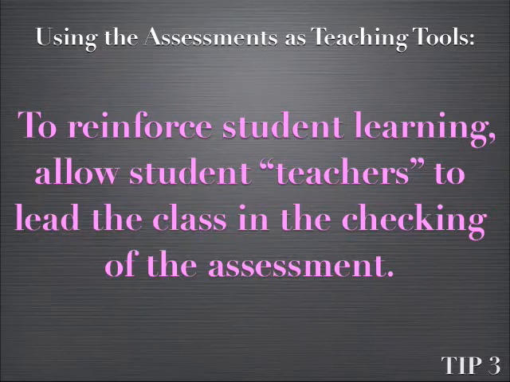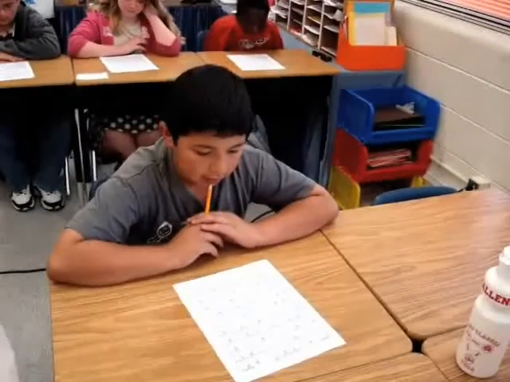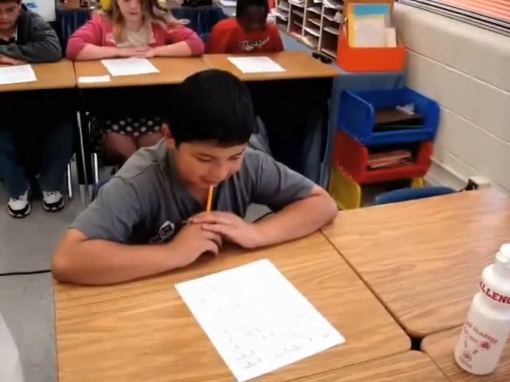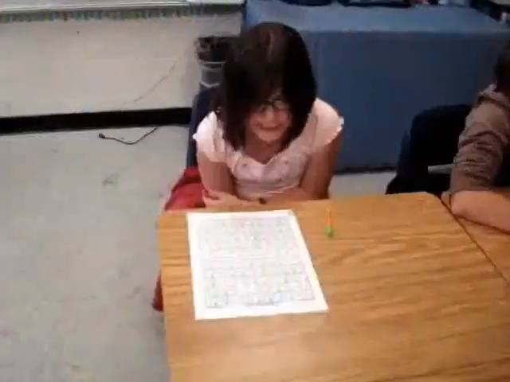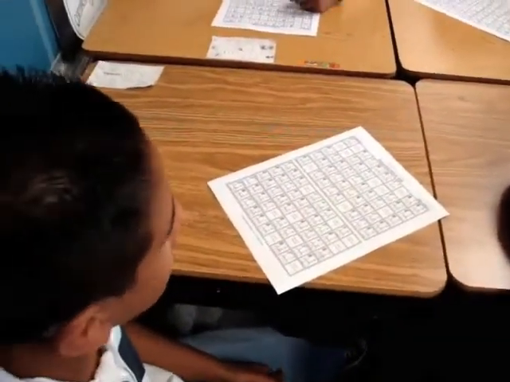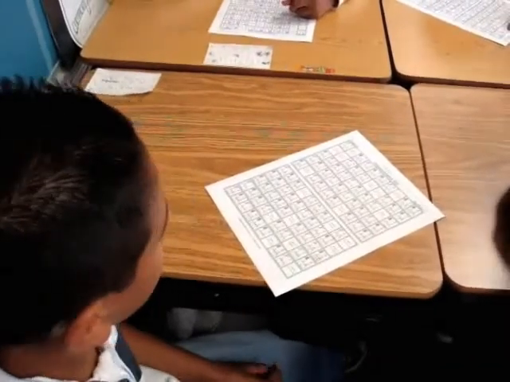To reinforce student learning, allow student teachers to lead the class in the checking of the assessment, reciting the strategies used. 8 times 7 is 56. 5, 6, 7, 8. 56 is 10 times 8. 9 times 8 is 72. Finger fast. 7 times 6 is 42. 7 beat 6 legs. Walking to the zoo. How many legs is 42?